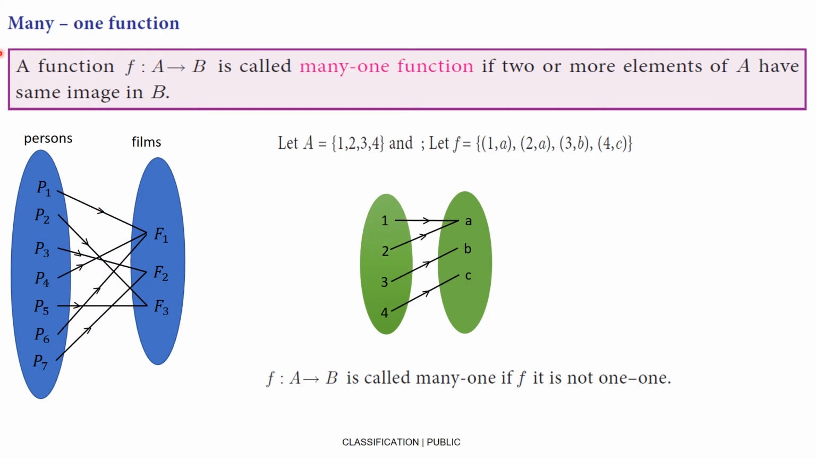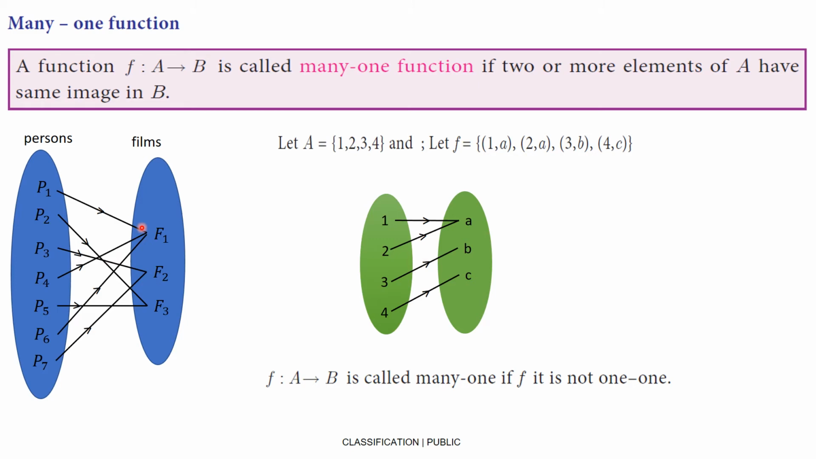Next, the many-to-one function. A function f: A to B is called a many-to-one function if two or more elements of A have the same image in B. Consider this example: three films, F1, F2, F3, and P1 to P7, that is 7 persons going to see the film. So more than one person can choose any one film.